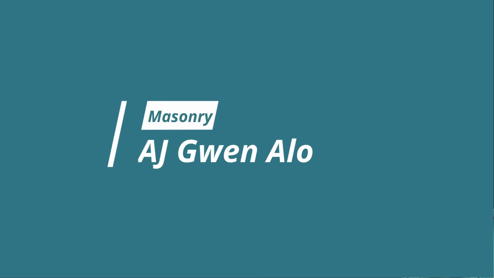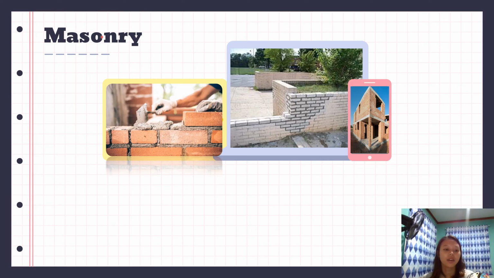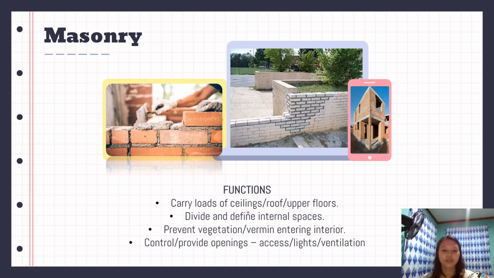In Sweet's report, she mentioned the definition of masonry, which is commonly used for the walls of buildings, retaining walls, and monuments. Now, its functions: first, it carries loads of ceilings, roof, and upper floors. Also, it divides and defines internal spaces, prevents vegetation and vermin from entering the interior, and controls or provides openings, access, light, or ventilation.